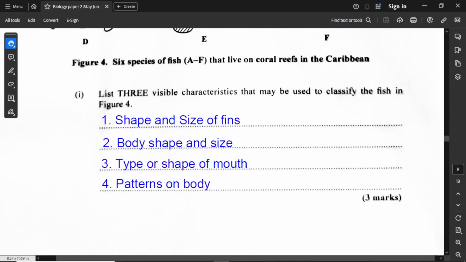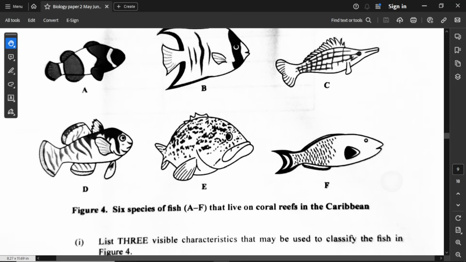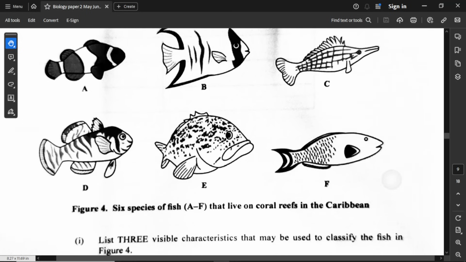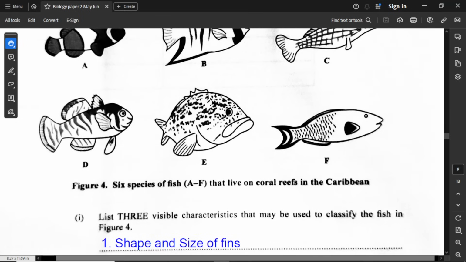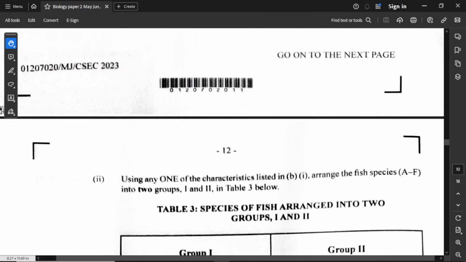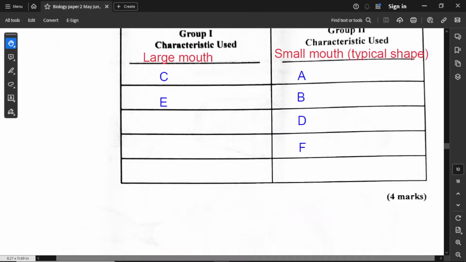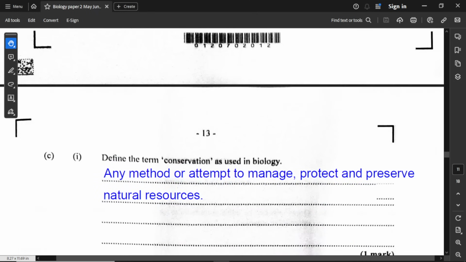Let me just go back 1 second. Notice that C has a snout type of mouth, a very long, unusual mouth. And E, which is a grouper, has a very large mouth as well. The others are typically small mouth. All right, so that's 1. You can also use the fin. You can also use the patterns and put them in different categories as well. So you could do anything to get those 4 marks real easily.